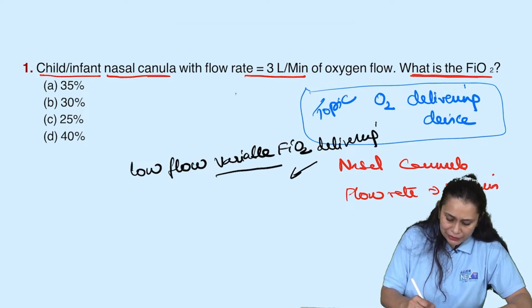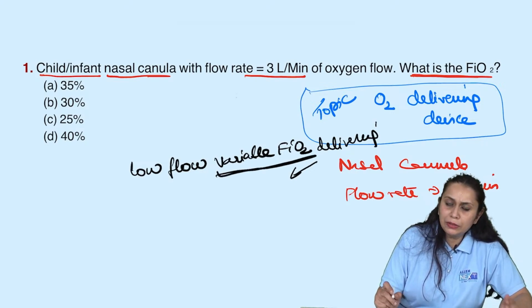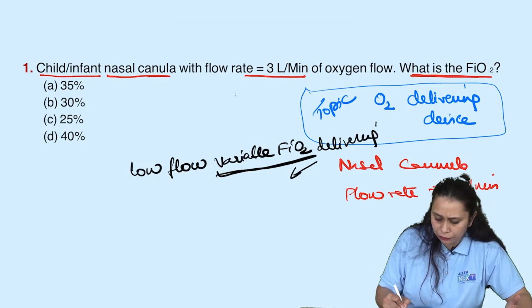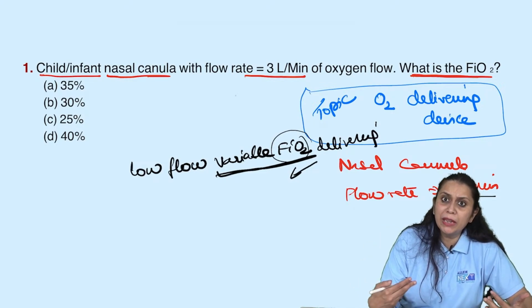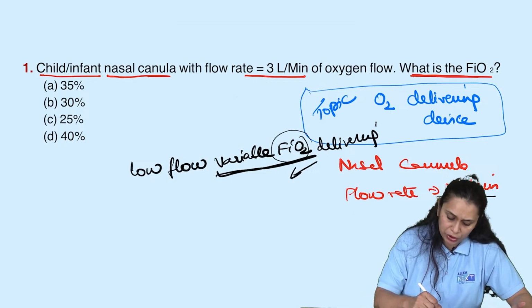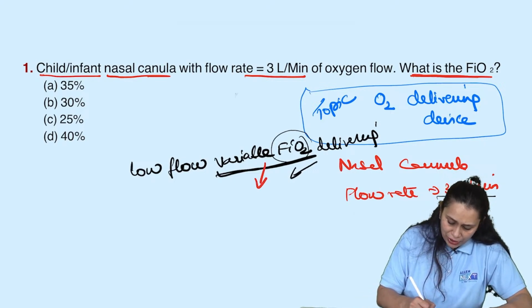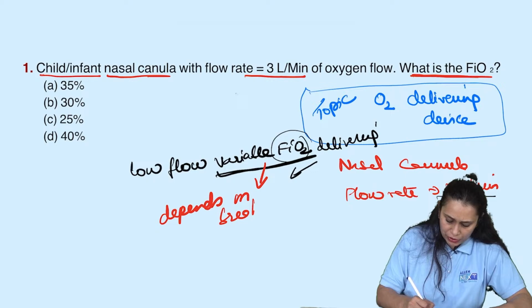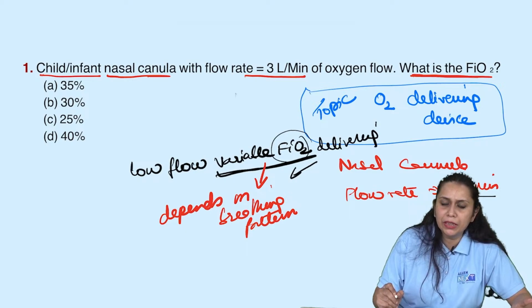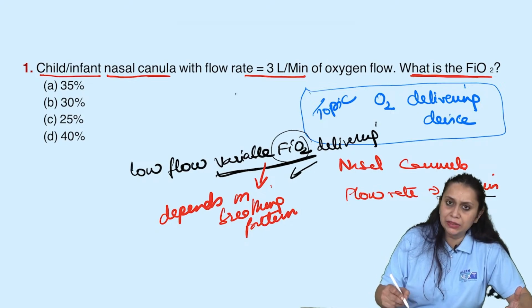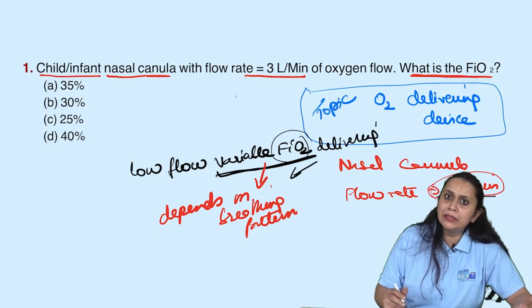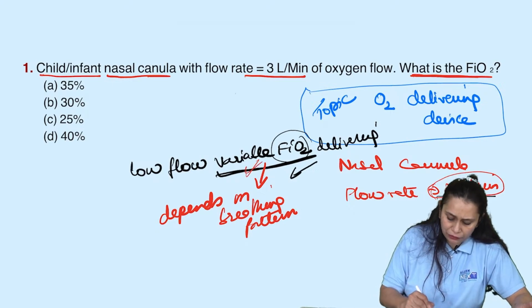So what do I mean by this variable FiO2? I mean that the device can give some FiO2 at a particular flow, but whether this FiO2 is achieved or not depends upon the breathing pattern of the patient. So if the patient has a higher respiratory rate, more room air entrainment will happen in the device and FiO2 will decrease. What FiO2 it can deliver at this flow will not be achieved. So that's why it is a variable FiO2 delivering device.